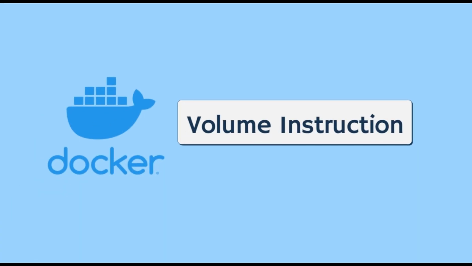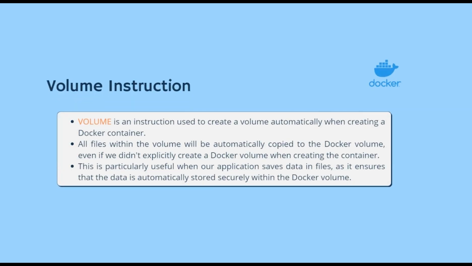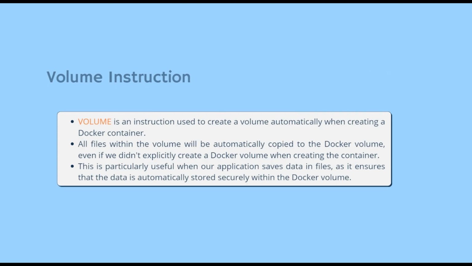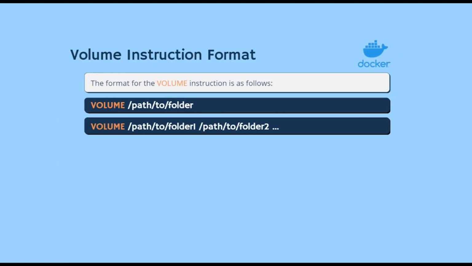Volume instruction. Volume is an instruction used to create a volume automatically when creating a Docker container. All files within the volume will be automatically copied to the Docker volume, even if we didn't explicitly create a Docker volume when creating the container. This is particularly useful when our application saves data in files, as it ensures that the data is automatically stored securely within the Docker volume. The format for the volume instruction is as follows.